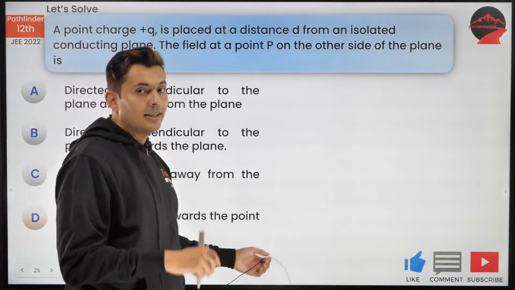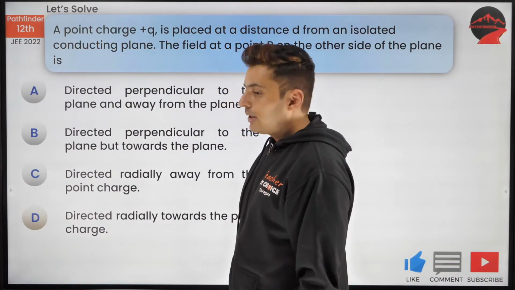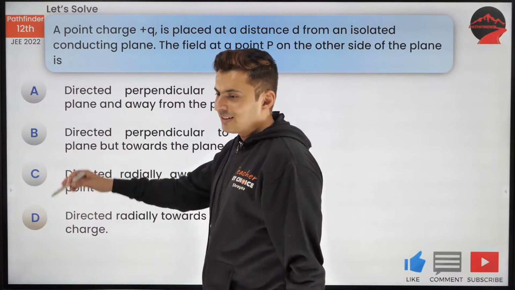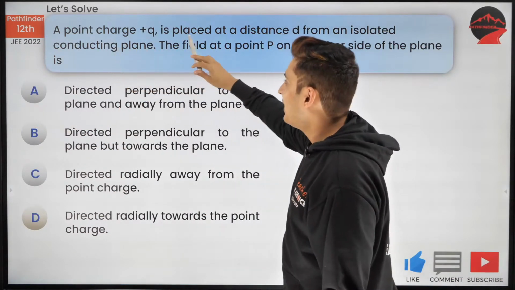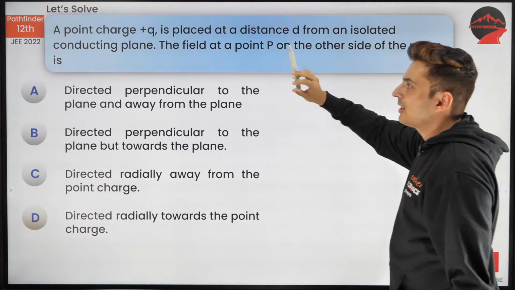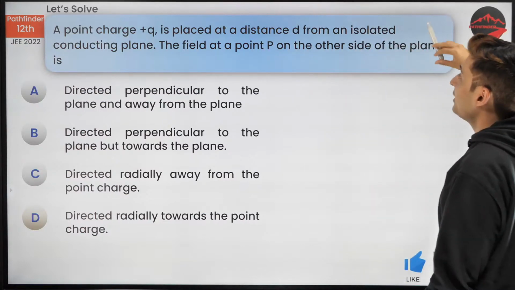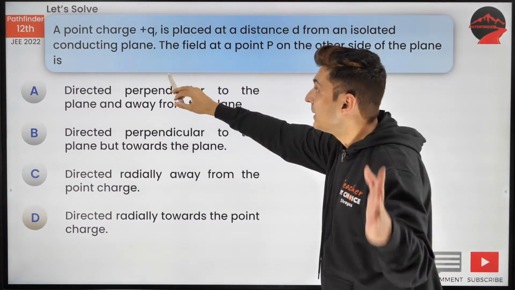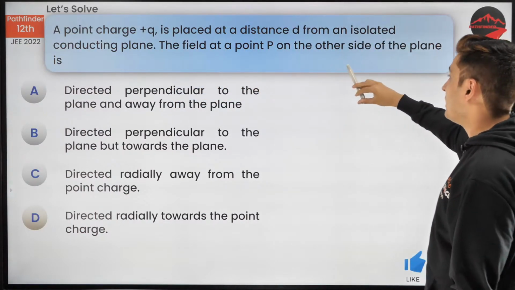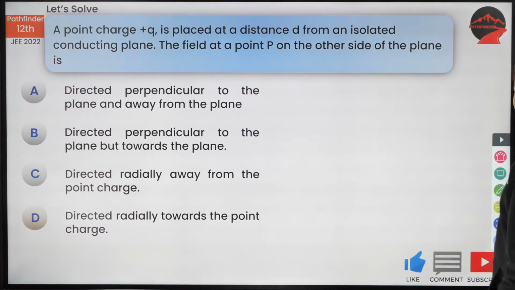Okay. So guys, let's go to the next question. Very smart, Venkatakrishnan. Okay, so here it is. Next question. A point charge plus Q is placed at a distance d from an isolated conducting plane. The field at a point P on the other side of the plane.